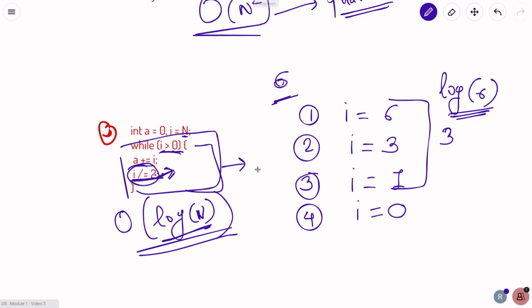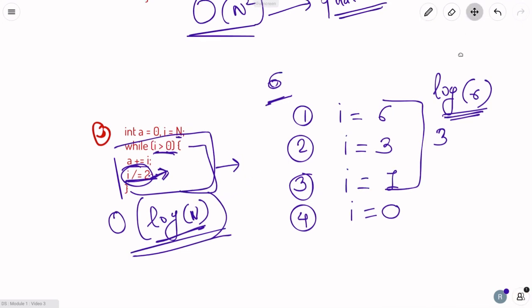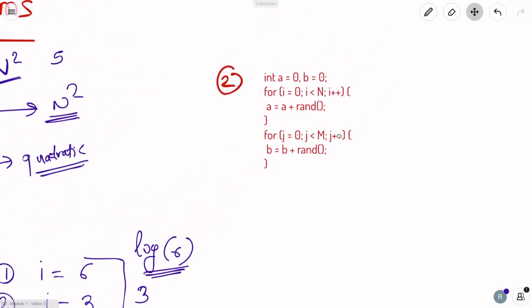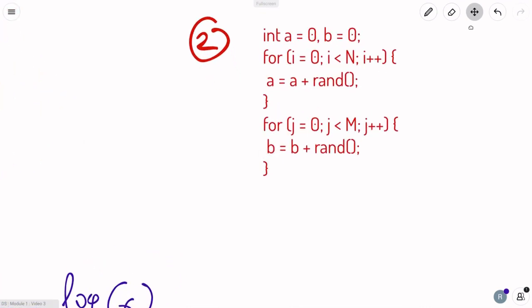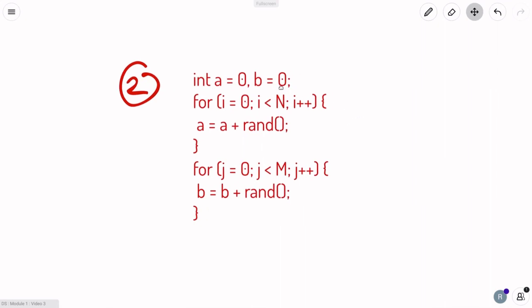And now let's come to the assignment question for you. This is the question that you are all going to solve. We have a equal to 0, b equal to 0. We have one for loop which is running n times, and another for loop which is also running n times. Let's take a moment. You can pause the video over here, think about how you can solve this question, and I will reveal the answer.